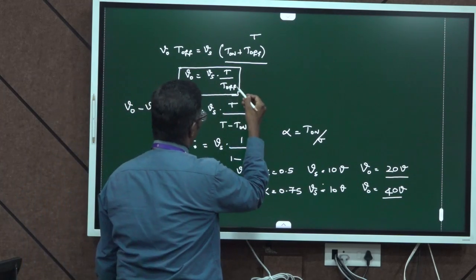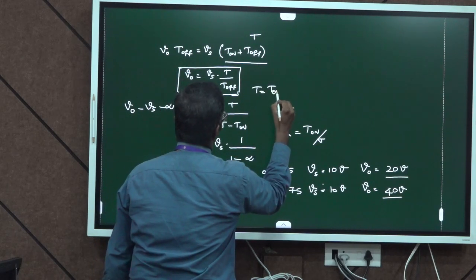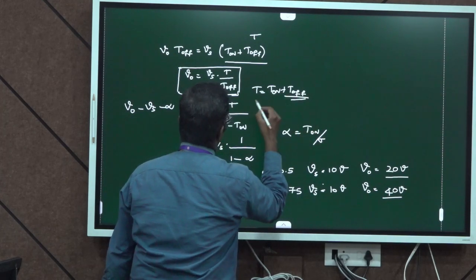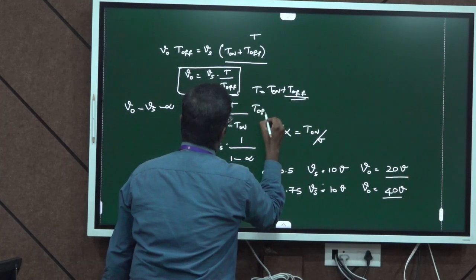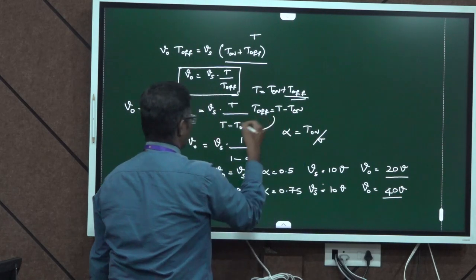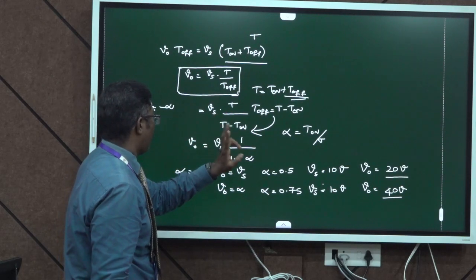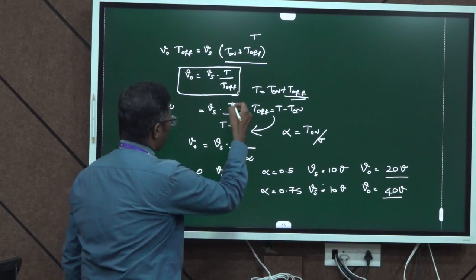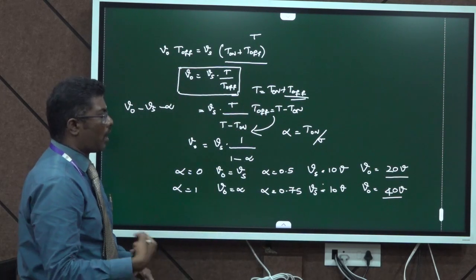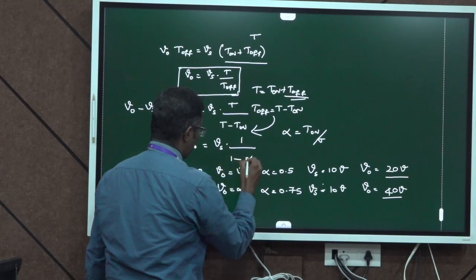So, I am rewriting T is equal to T on plus T off. I am going to find out this T off. So, T off is equal to total time period minus on time period. I am bringing this here. So, the equation becomes Vs into T by (T minus T on). Further simplifying, dividing the numerator and denominator by T, I am getting this expression: V0 equals Vs into 1 by (1 minus alpha).